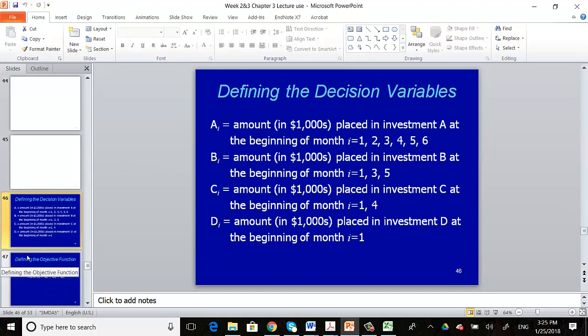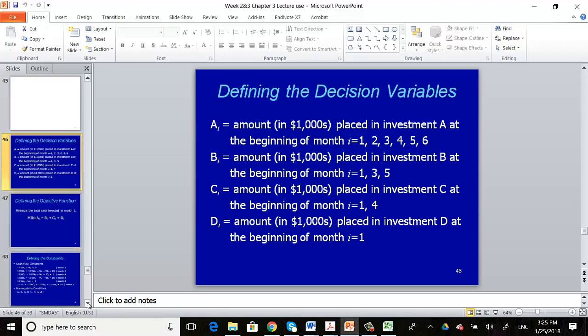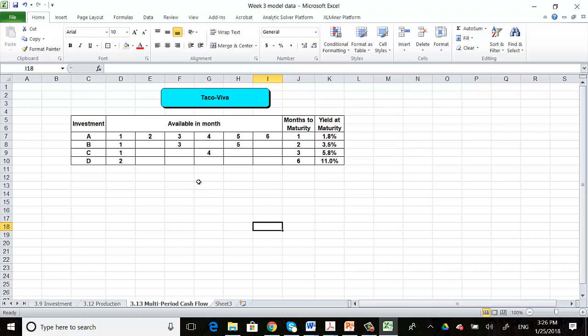We created the table. If you can take out your notes from Tuesday, we created a table that represents the way we're going to manage the inflow and outflow. What we're going to do is put that table in your spreadsheet. This only shows which ones are available in which months. So I'm going to put here what we did in class.